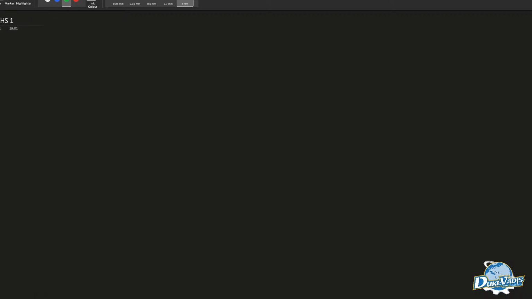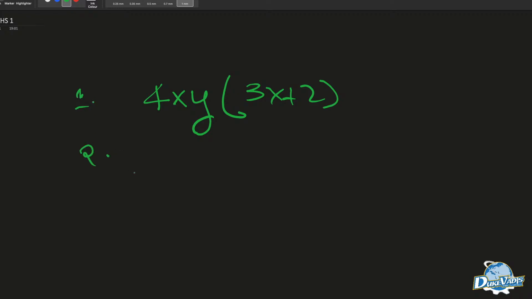The first one says simplify 4xy into bracket 3x plus 2. I would say that is the first one. And the second one says simplify 3x into bracket 4xy plus 2. Oh, interesting. So let's tackle the first one.